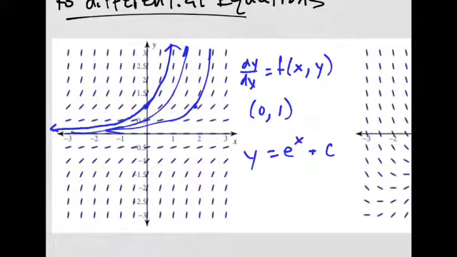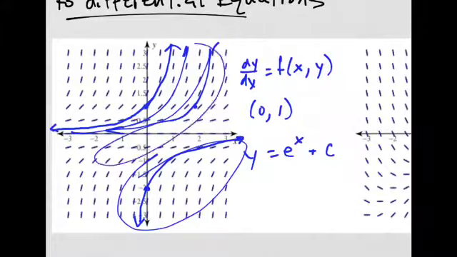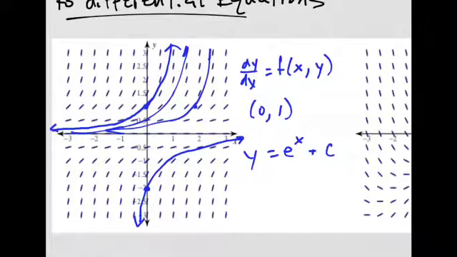If I had an initial condition that was down here, then my curve would actually look like this, and that would be the solution to the differential equation. So it's not both of these at the same time. Some people get confused with that. It's one of them depending on what the initial conditions are.